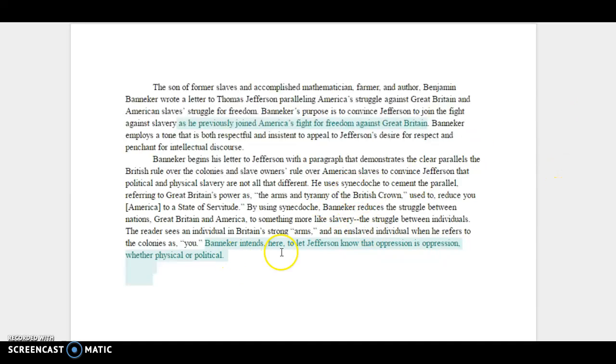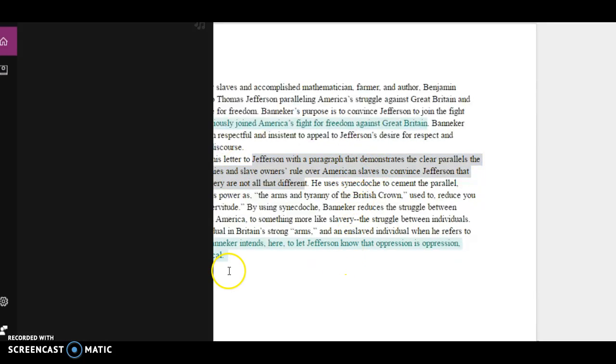Banneker intends here to let Jefferson know that oppression is oppression, whether physical or political. So this is my concluding sentence, because I provided a bunch of smaller pieces of evidence. This is slightly outside the quote sandwich mold. I'm re-emphasizing here what I meant: the colonies were in political oppression, and American slaves were in physical slavery and oppression.